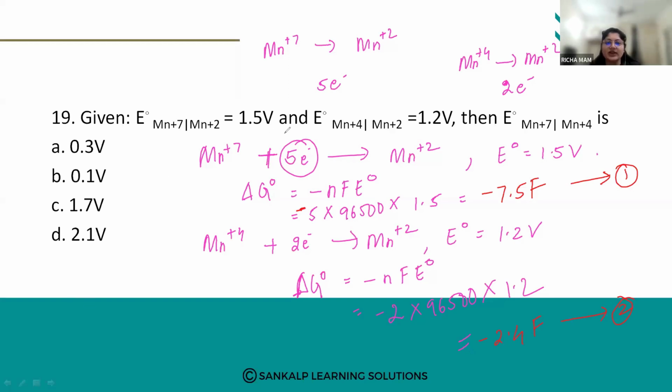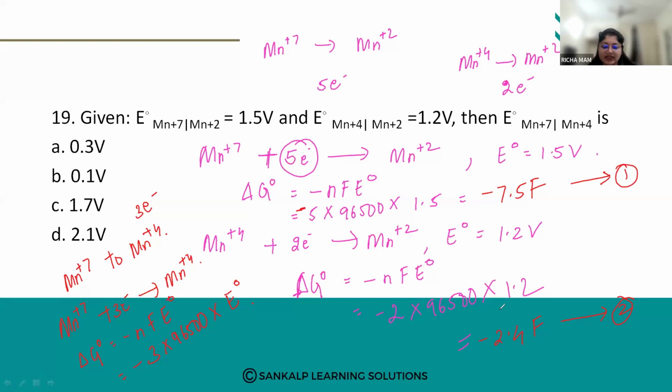Now the next step is what they have asked. You have to calculate the E naught of Mn7+ to Mn4+. If I calculate Mn7+, the difference is 3 electrons, so plus 3 electrons giving you Mn4+. Again, delta G naught is equal to minus nFE naught, so minus 3 into 96,500 into E naught. We don't know E naught, so we have to calculate E naught.